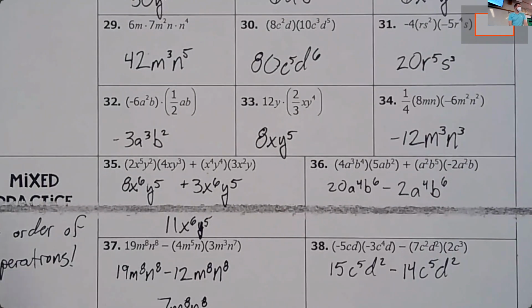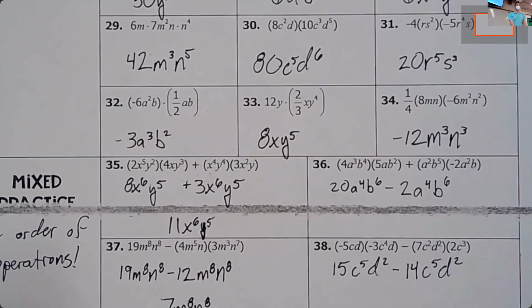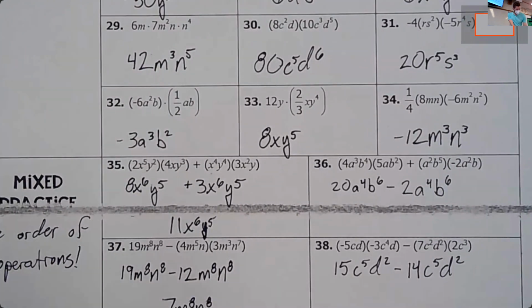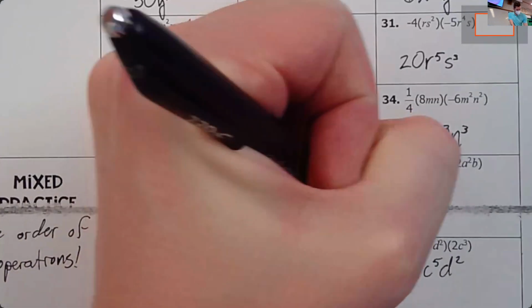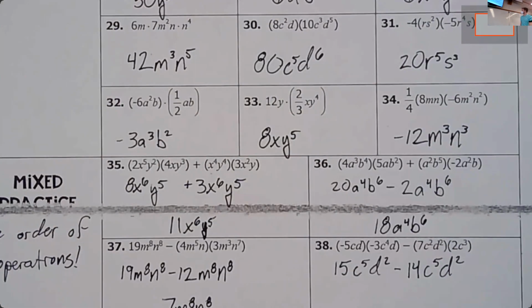So 36. Somebody want to volunteer an answer on that one? I won't call anybody randomly this time, but if you have an answer that you'd like to share, Justin, what do you have? Good. 18 a to the fourth, b to the sixth. Awesome. So we ended up with like terms again on that one, 20 a to the fourth, b to the sixth minus 2 a to the fourth, b to the sixth. Or if you wrote plus negative 2 a to the fourth, b to the sixth, that's fine too. 20 minus 2 is 18. We keep the variables and exponents the same.